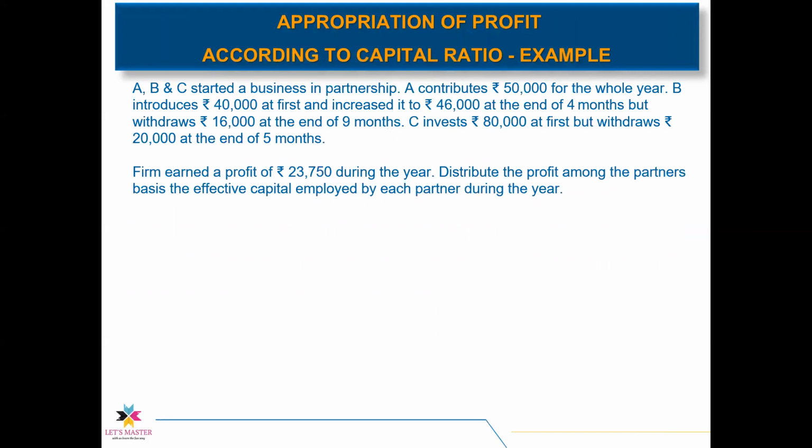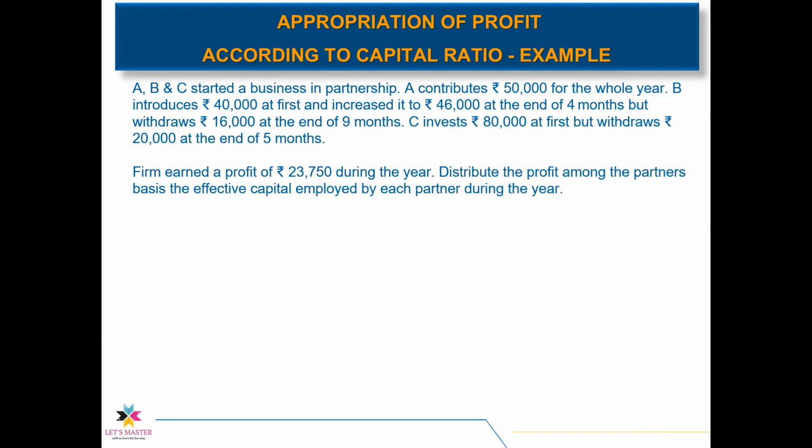A, B, and C started a business in partnership. A contributed rupees 50,000 for the whole year. B introduced 40,000 at first and increased it to 46,000 at the end of 4 months, but withdrew 16,000 at the end of 9 months. C invested 80,000 at first, but withdrew rupees 20,000 at the end of 5 months.